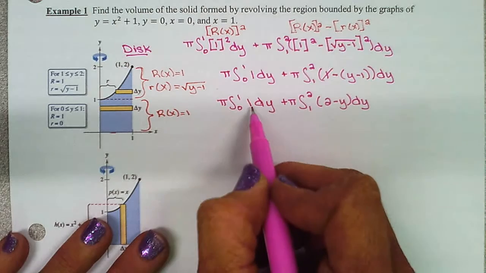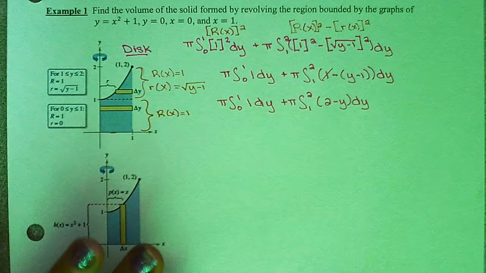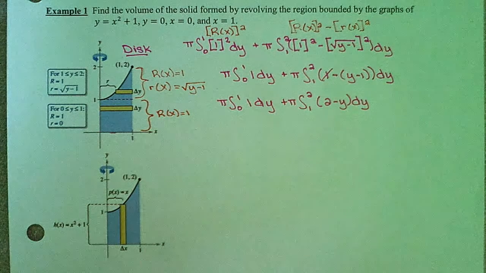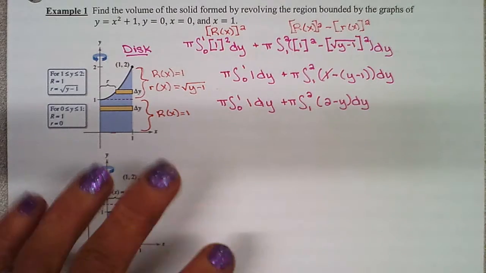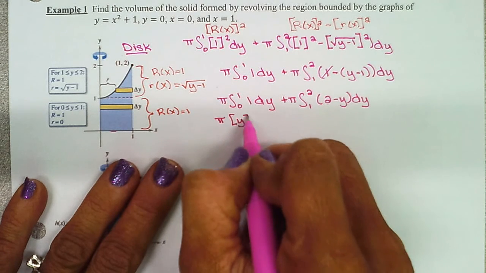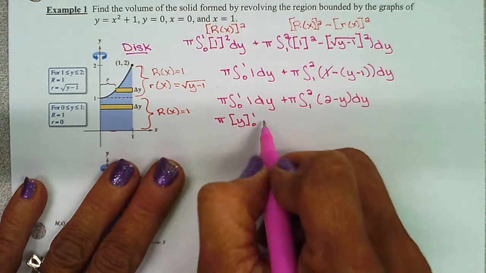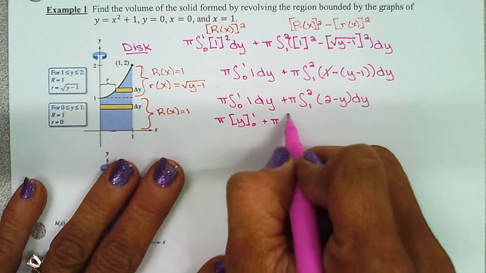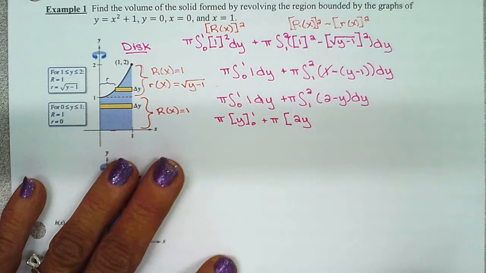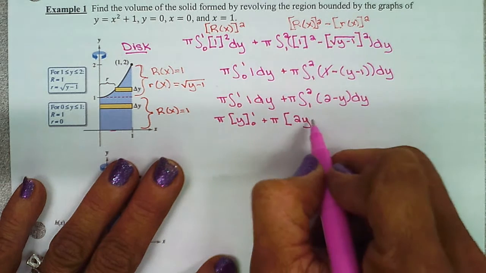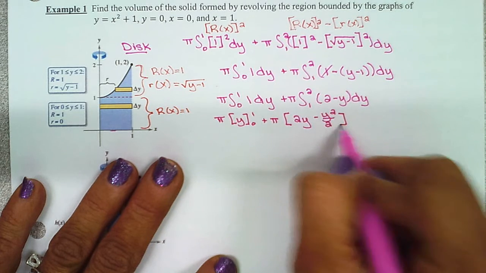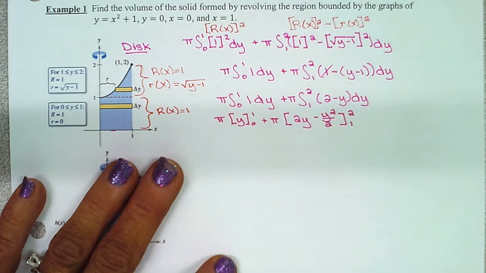So now if I integrate, the integral of 1 is just a y, and I'm going to evaluate it from 0 to 1. So pi times y from 0 to 1. And then the second one's going to be pi. The integral of 2 is 2y. The integral of a negative y is a negative y squared over 2. Raise the power and divide by the power, from 1 to 2.